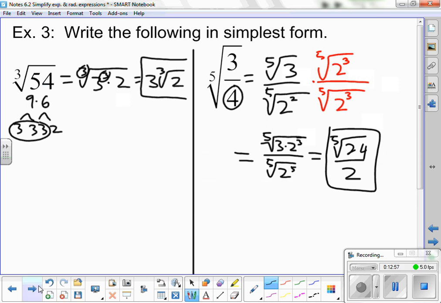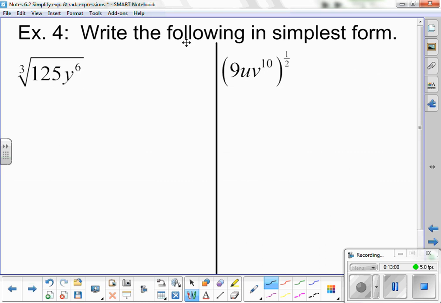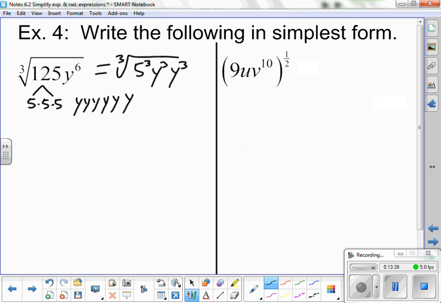Okay, moving on. So example 4, just like I said before, we're trying to find perfect cubes because that's a cube root. Y to the 6, so I'll show you how you should probably be thinking about this too. So 125, you can do factor trees. So that's going to be a 5, actually 5 times 5 times 5 is 125. Y to the 6 is, you got 6 y's. Now, this will be the cube root of 5 cubed times y cubed and another y cubed.